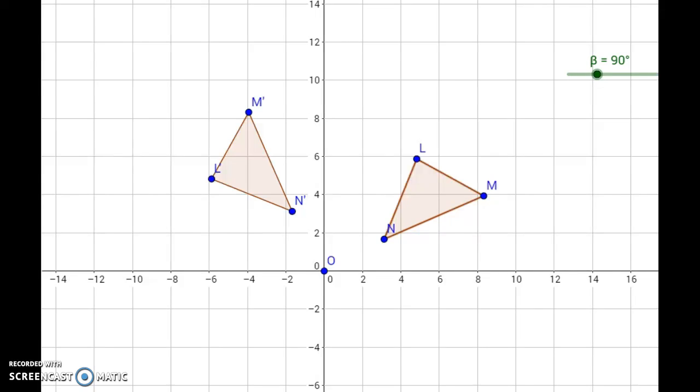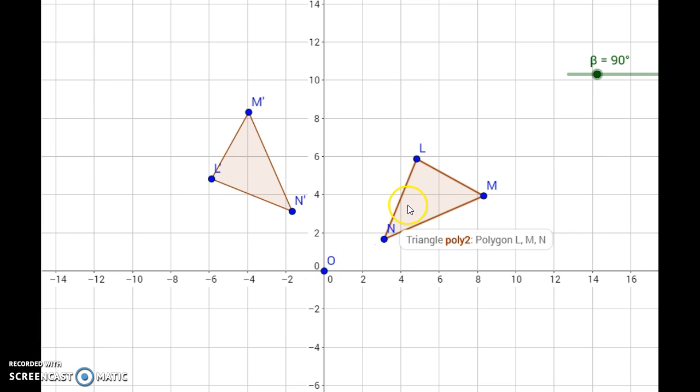Okay, welcome, and this is rotation. We are going to look at the center of rotation. Initially, we say that the center of rotation will be at the center. Now you see here, this is the center of rotation.